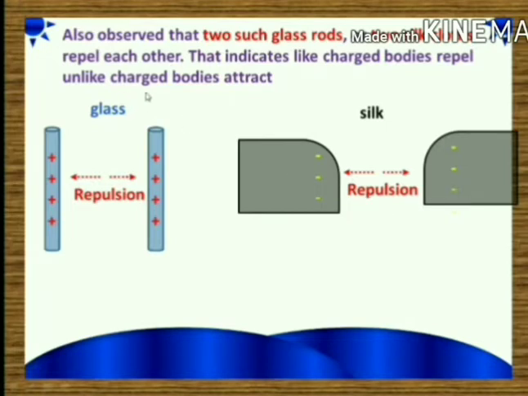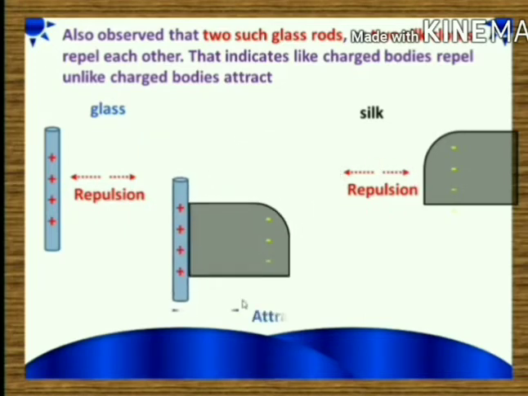This experiment shows that two glass rods or two silk cloths moving away from each other means like charges repel each other. They also observed that when a glass rod and a silk cloth are brought together, there is an attraction between them. They attracted each other and moved close to each other. So from this experiment, it is very clear that like charges repel each other and unlike charges attract each other.